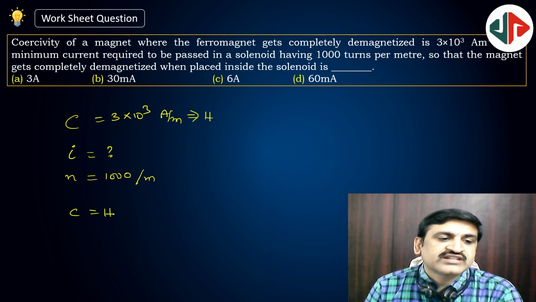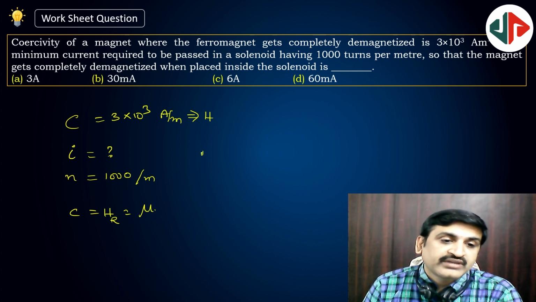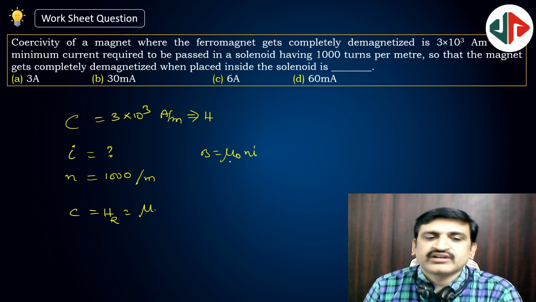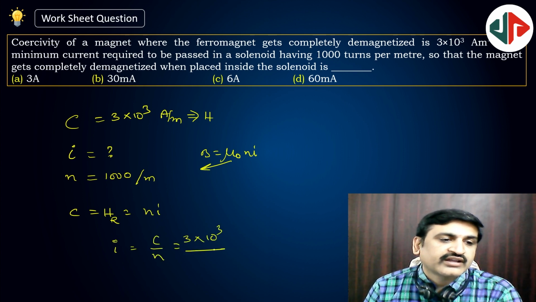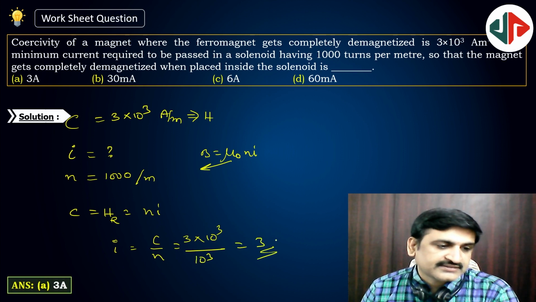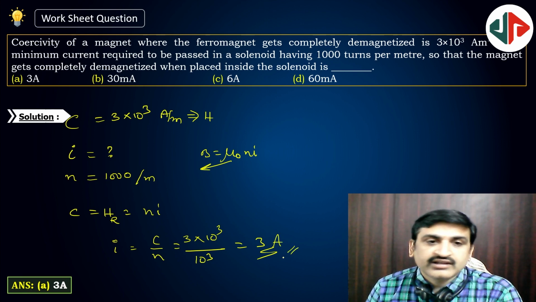So H reverse needed is equal to mu naught Ni. B is equal to mu naught Ni is the solenoid's magnetic field. So B by mu naught is Ni. That is H. H is equal to Ni, just Ni. So I is equal to C by N. C value 3 into 10 power 3. N value 10 power 3. So answer is 3 amperes. Such a high current it is. Ampere is a large current.